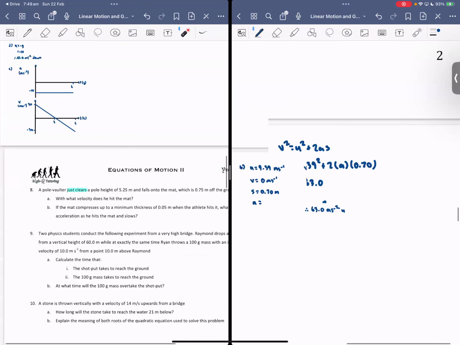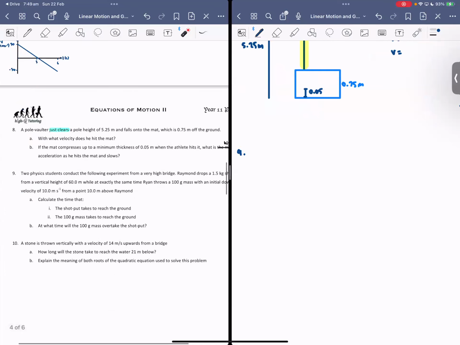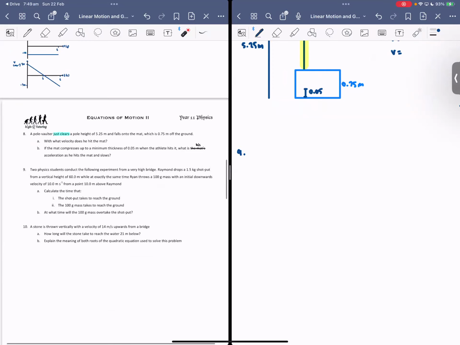Excellent. Alrighty. Question number 9. Two physics students conduct the following experiment from a very high bridge. Raymond drops a 1.5 kilogram shot put from a vertical height of 60 meters, while at exactly the same time Ryan throws a 100-gram mass. Guys, do any of our equations have m in them? Any of the equations I taught you? No, it was called SUVAT. It wasn't called SUVMAT. There was no m. That means all of this motion is independent of mass. If you ignore air resistance, mass is irrelevant.